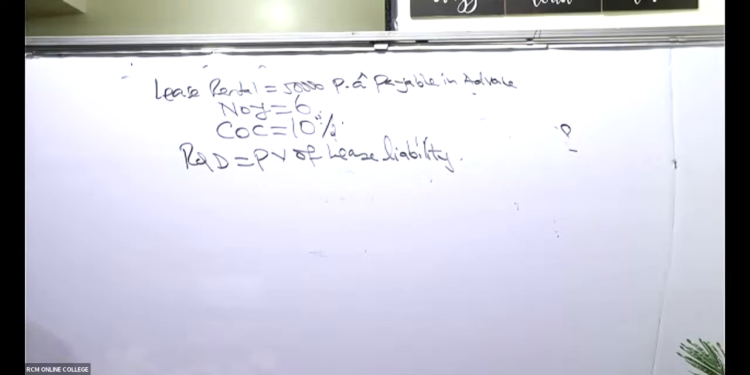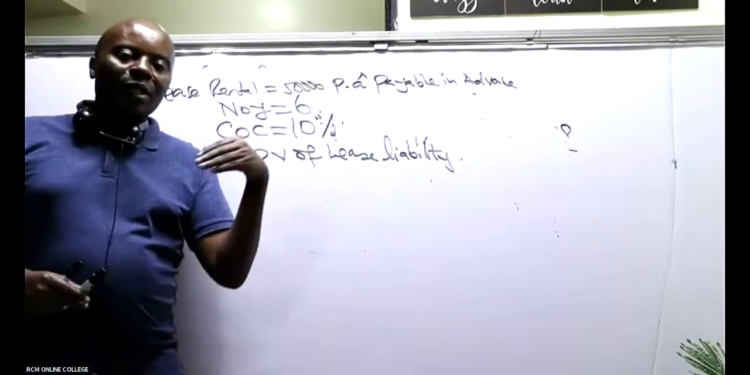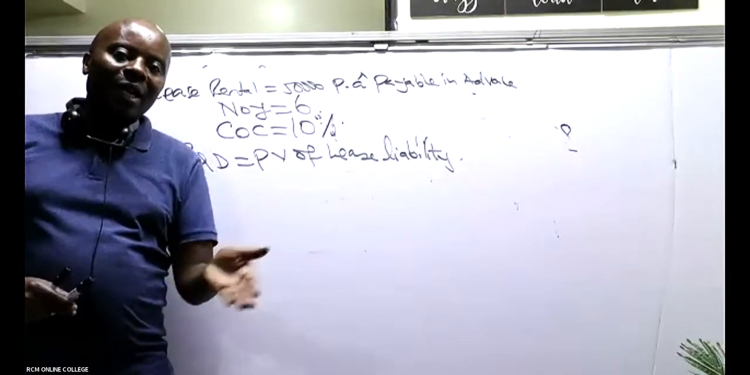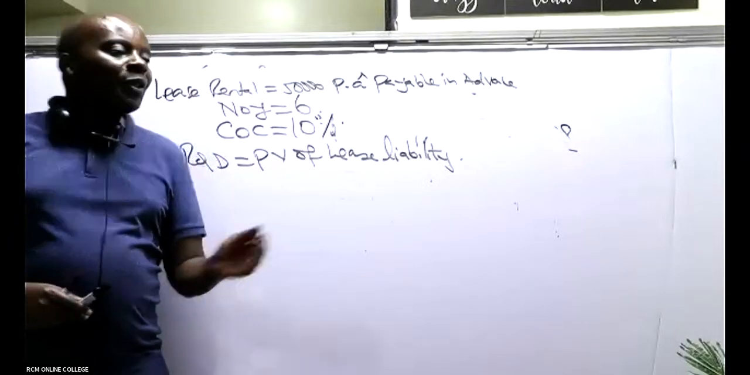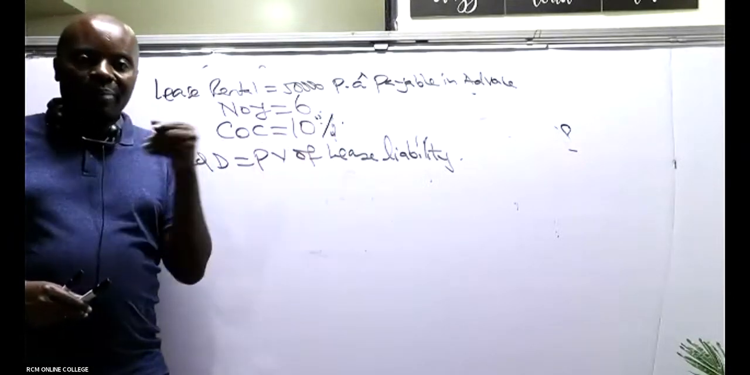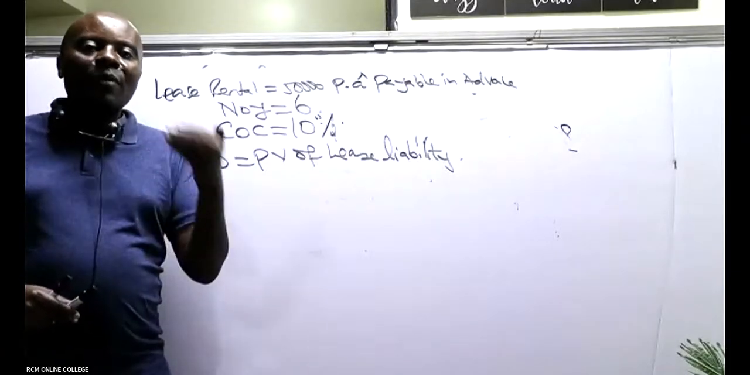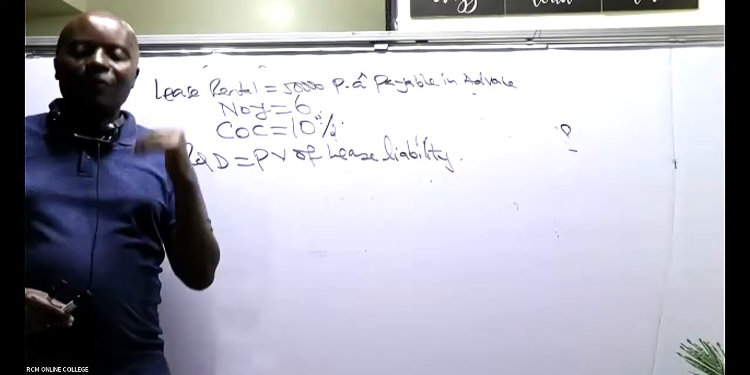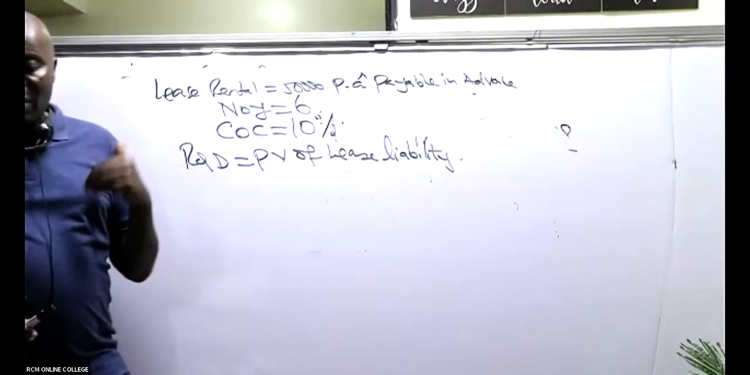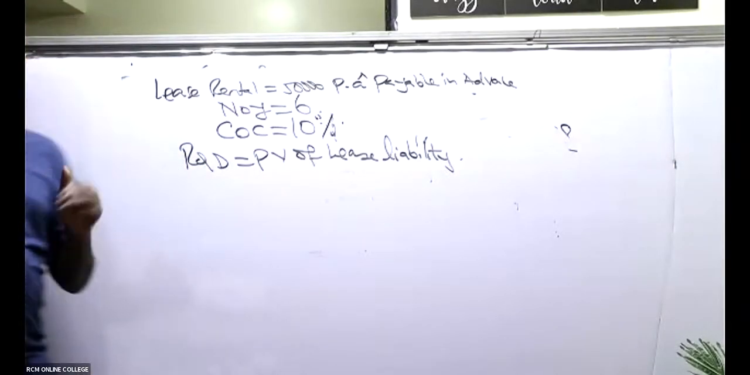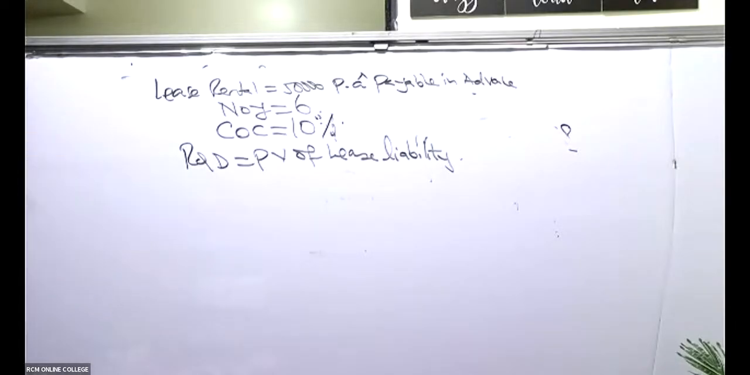The catchword is that this 50,000 is not being paid in arrears. And now this is the real thing, because you are paying before you stay. Most of us, how do we pay our rent? We normally pay our rent in advance. So the lease rental is 50,000 per annum, payable in advance.